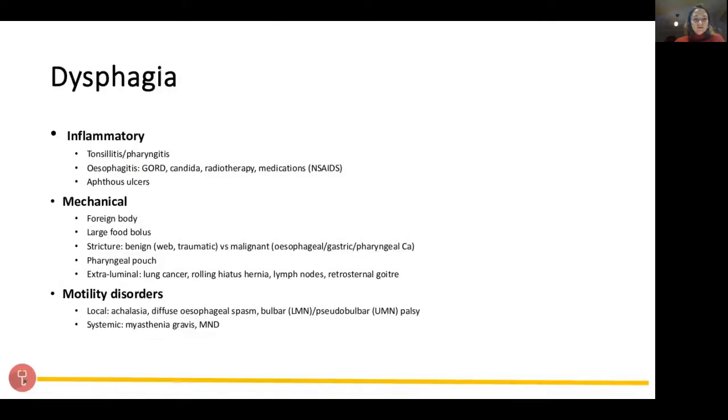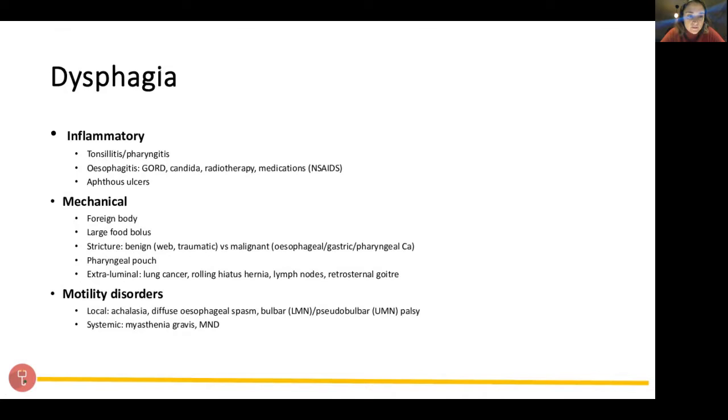So we've got causes of dysphagia. Inflammatory causes. So if you look all the way from the mouth down to the esophagus, you can get, obviously, tonsillitis and pharyngitis, which can cause painful swallowing. Esophagitis can be caused by loads of different things, including GORD, candida, different medications, and that can cause painful swallowing, and also ulcers.